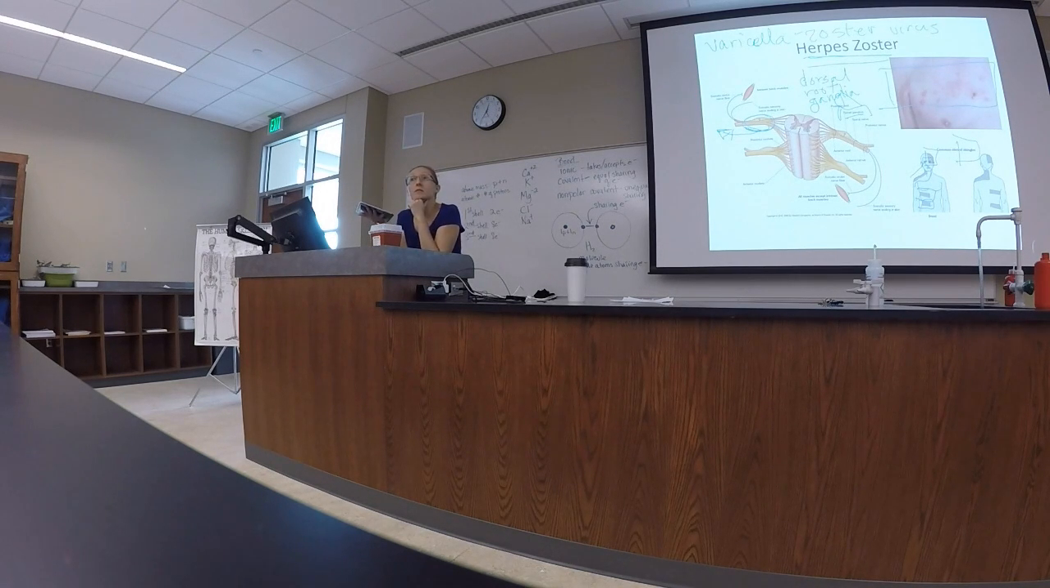Do you know why it's always unilateral? Why it's always on one side of the body? I don't think it has to be limited to it. I think this is just showing for clarity's sake. But I have no reason to think that it would be restricted unilaterally. As long as it's in a dorsal root ganglion, I don't think it really cares. Okay, any other questions?